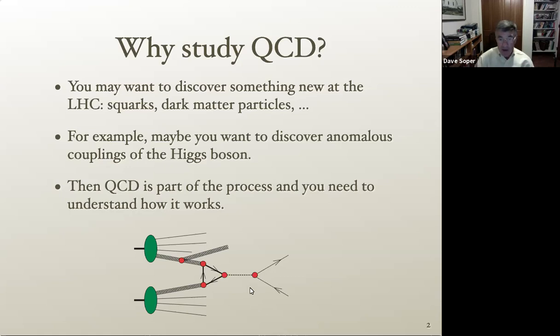And I drew down here a picture of Higgs boson production going to muon and antimuon. So that's electroweak, but over here, to make the Higgs boson through a top quark loop, you've got QCD going on. So those are all gluons, and one of the gluons radiates. So you really need to know about QCD just in order to do anything.